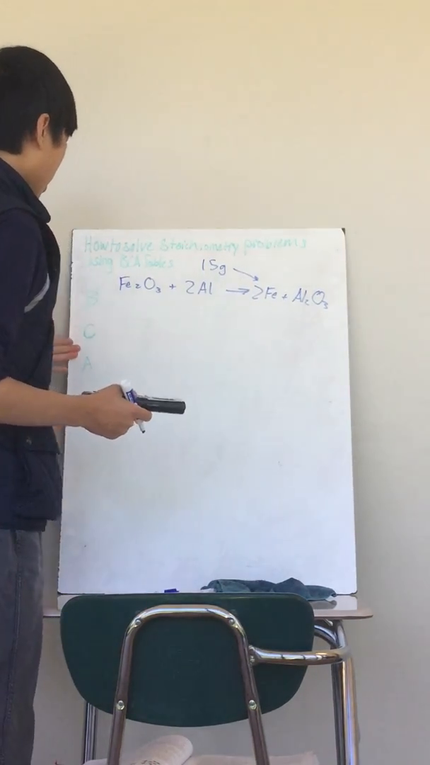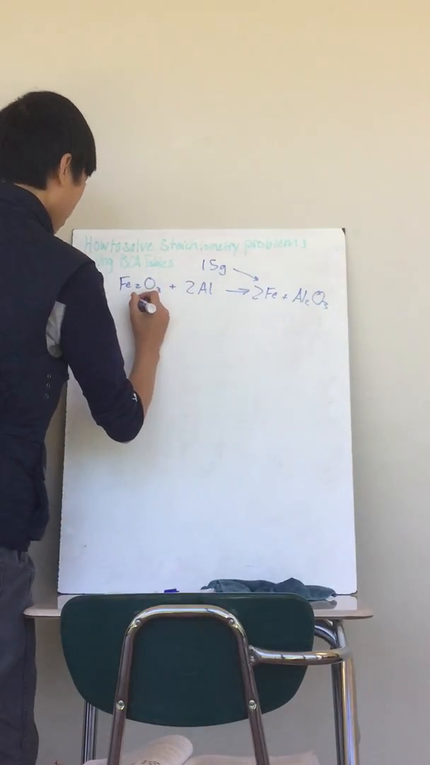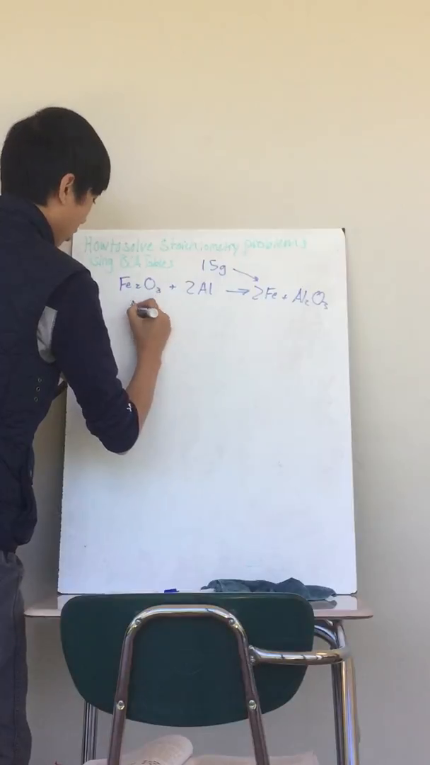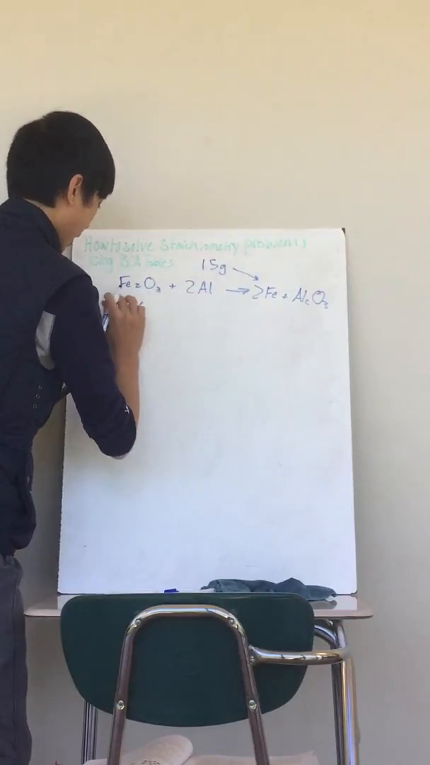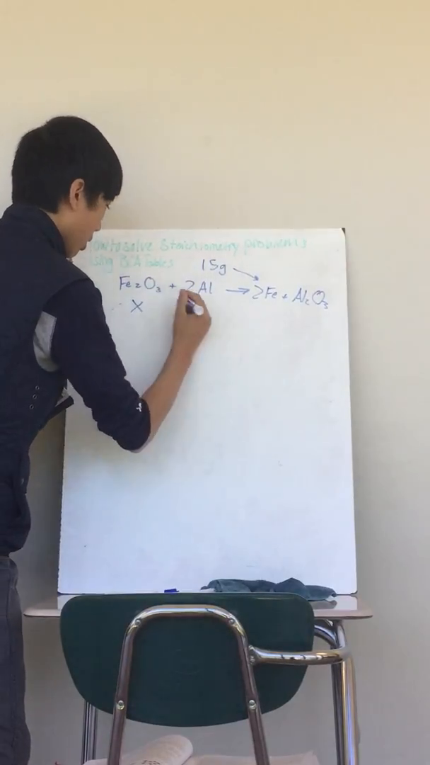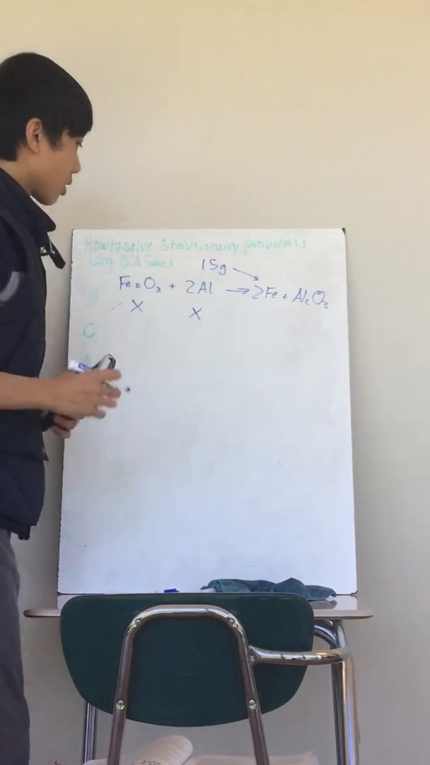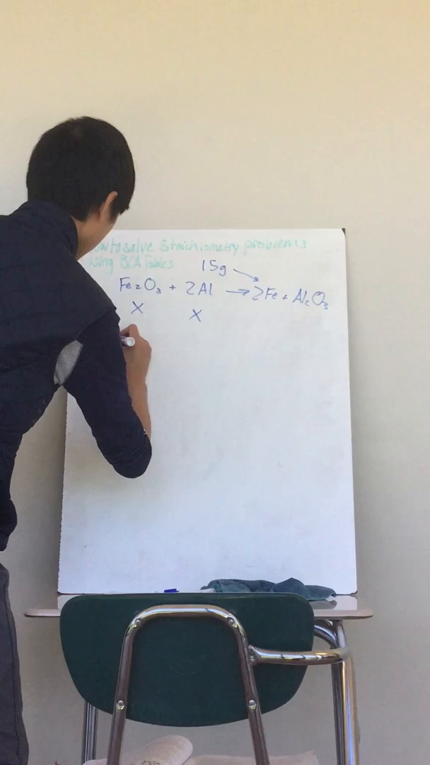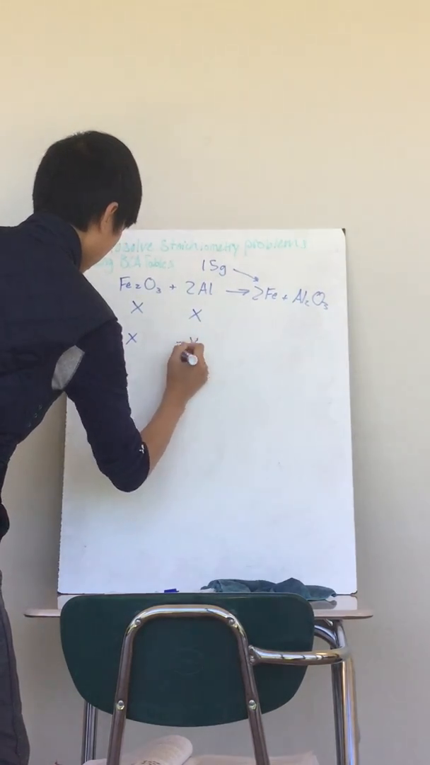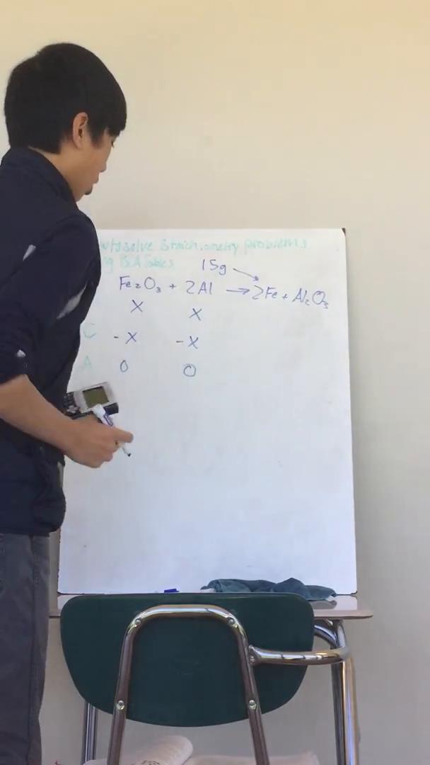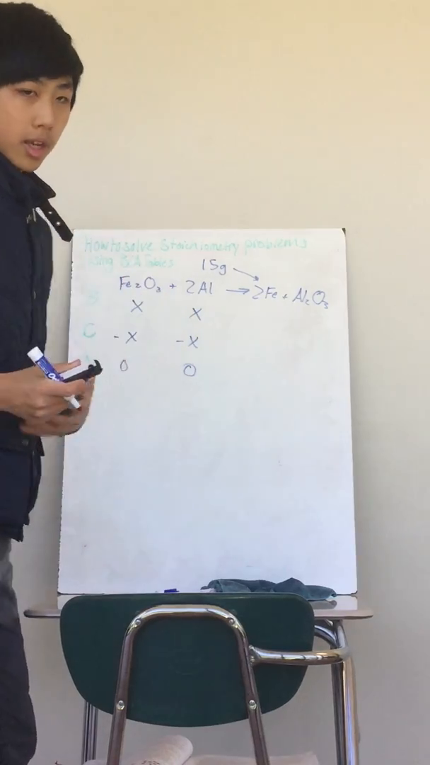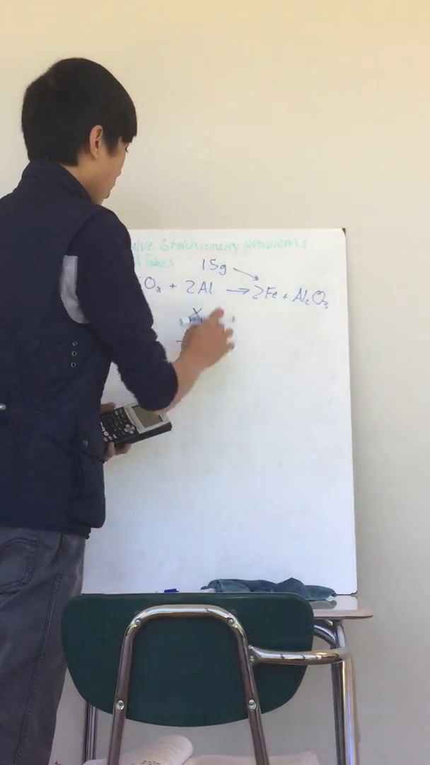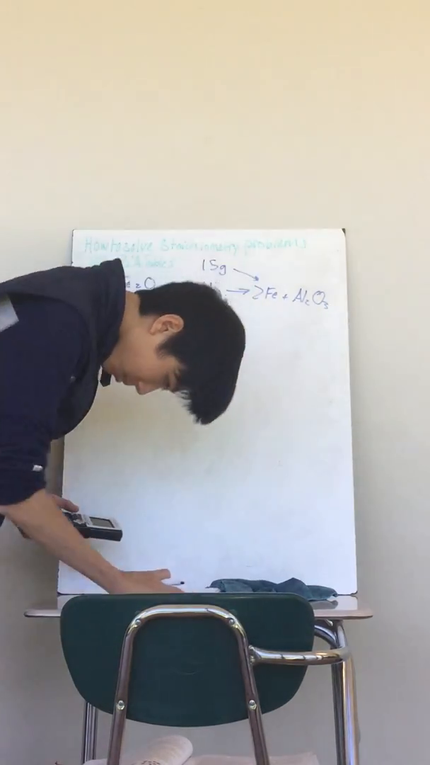Using a BCA table, before we use x because we don't know it right now. This is x, also x, and because these two will be used up in the reaction, we subtract it. That would be 0 and 0 now because we aren't using any excess. So you have 15 grams for this.